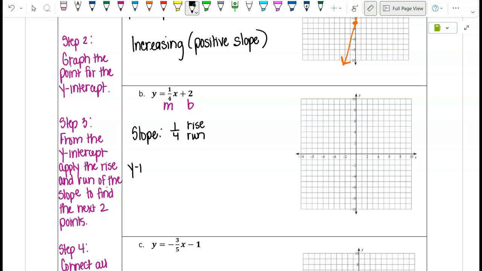And my y-intercept is 2, which would be the ordered pair 0, comma 2. And again, I always start by graphing my y-intercept. So this time it tells me to go up to 2 on the y-axis. And a slope of 1 over 4 means up 1, 4 to the right.